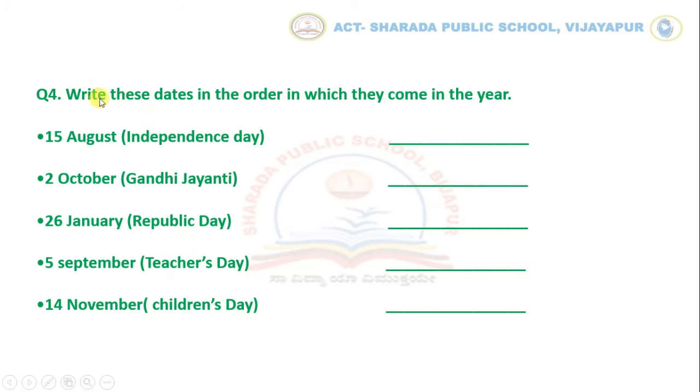Our next activity is to write these dates in the order in which they come in the year. So children, here they have given some events which we have to arrange in order. So the first month of the year is January. So the event in January is on 26th January, we have the Republic Day. So first we have to write here 26th January, Republic Day.